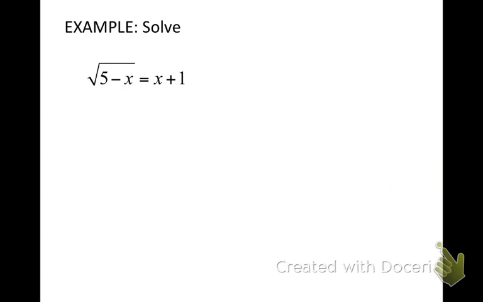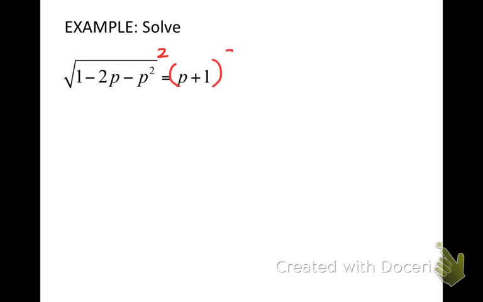All right. Now, here comes another one where we're going to have to multiply it out. The square root of 1 minus 2p minus p squared equals p plus 1. My radical is isolated, so I can just go ahead and square everything right away. So my left side would just be the radicand, 1 minus 2p minus p squared. All right, what's my right side going to be? We use that little trick. p squared plus 2p plus 1.